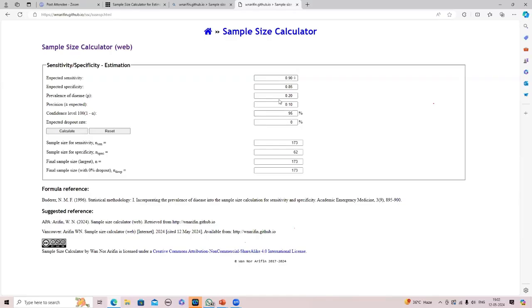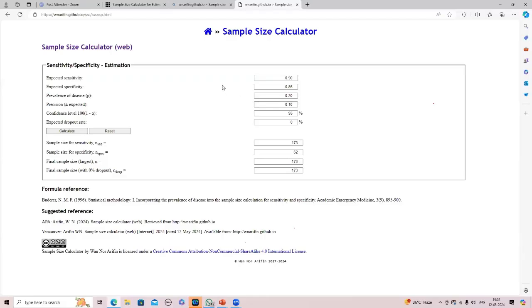It will give the sample size based on the sensitivity as 173, based on the specificity as 62. I already explained that it is the number of disease cases divided by expected prevalence. So this 173 is the number of disease cases divided by the expected prevalence of the cases, and the sample size for specificity is 62 divided by 1 minus the expected prevalence of disease. Whatever value is higher, you have to take as the sample size for your study.